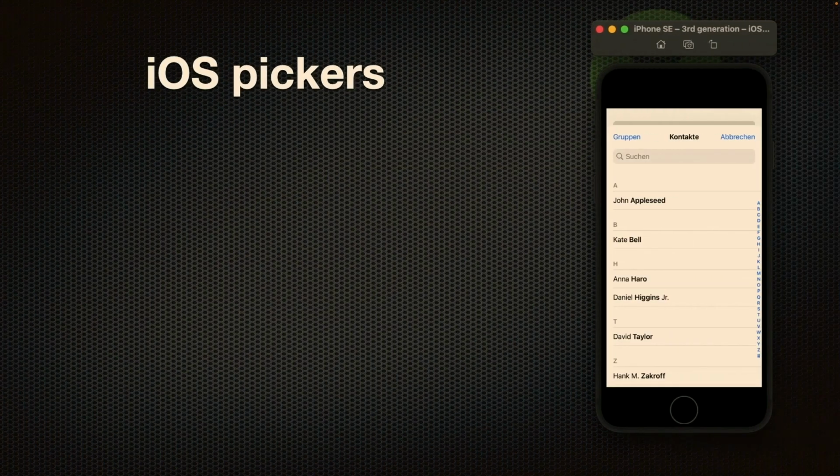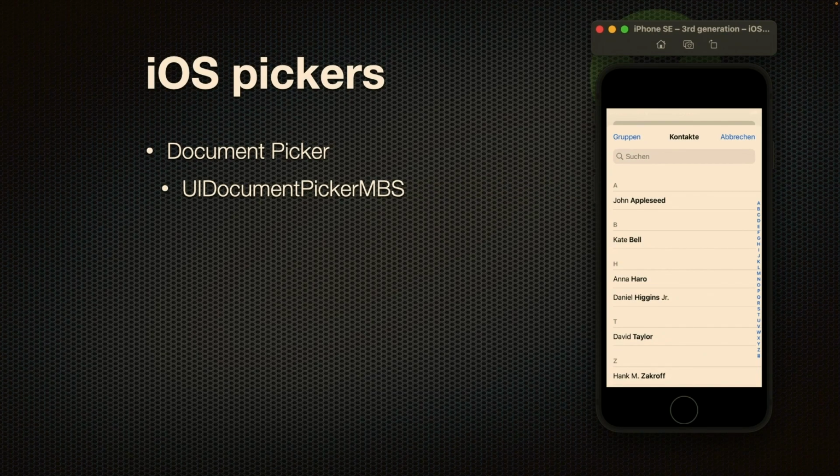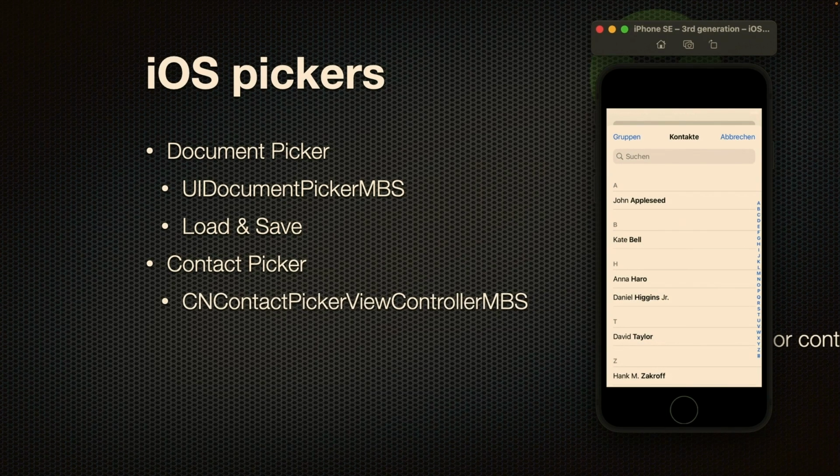Then I added document pickers. So you can, for example, use UI document picker to have the user get a load or save box and just load files or save files. And we have a contact picker, as you see there, where you can pick an address from the contacts list without having the permissions to read the whole address book. So you just show the picker and pick something.